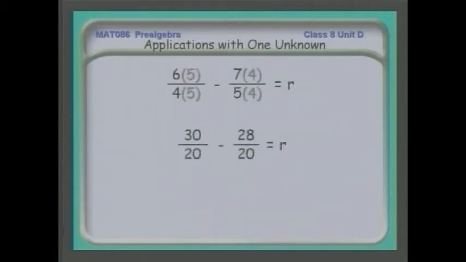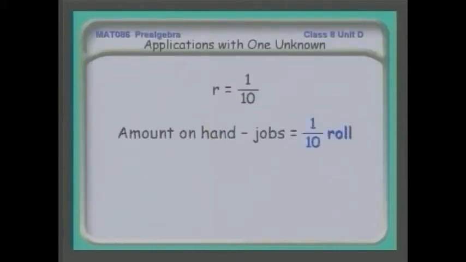6 times 5 is 30/20 minus 28/20. Now I can see right away I can do this. That leaves me with 2/20, which I can then reduce, in other words, change that fraction to lowest terms, dividing the numerator and denominator by 2, and find that I have 1/10 of a roll of paper left over when I'm finished. Therefore, I do have enough paper, and I can do the jobs with the quantity that I have on hand.